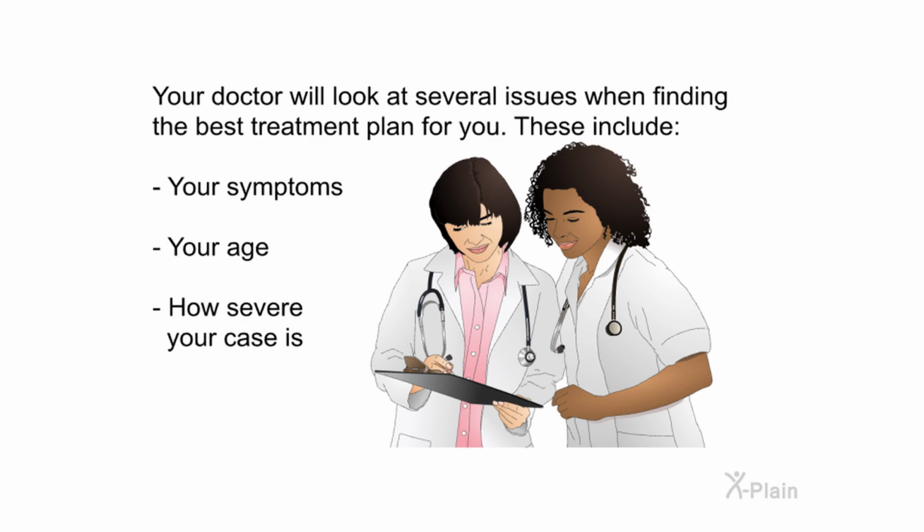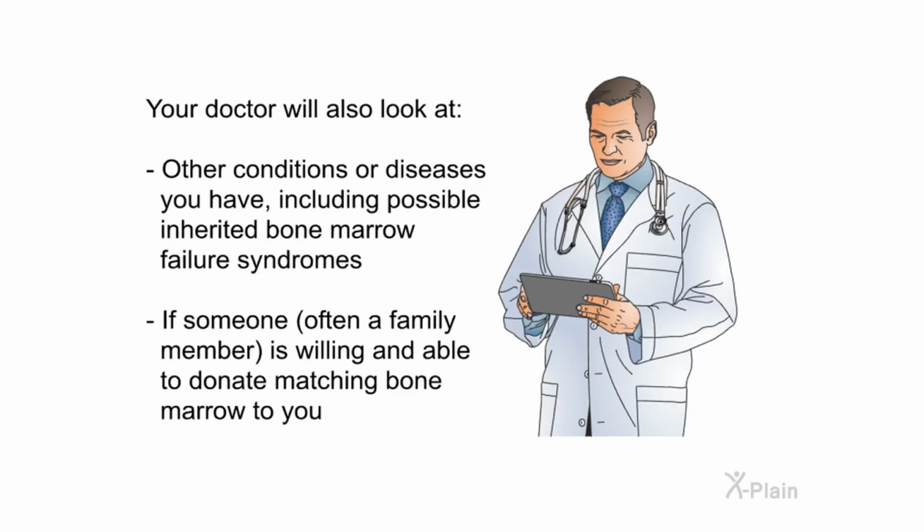Your doctor will look at several issues when finding the best treatment plan for you. These include your symptoms, your age, and how severe your case is. Your doctor will also look at other conditions or diseases you have, including possible inherited bone marrow failure syndromes, and if someone, often a family member, is willing and able to donate matching bone marrow to you.